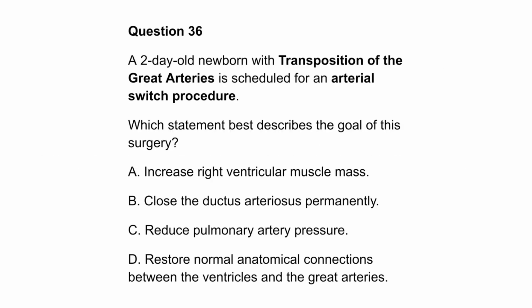Question 36. A 2-day-old newborn with transposition of the great arteries is scheduled for an arterial switch procedure. Which statement best describes the goal of this surgery? A. Increase right ventricular muscle mass. B. Close the ductus arteriosus permanently. C. Reduce pulmonary artery pressure. D. Restore normal anatomical connections between the ventricles and the great arteries.